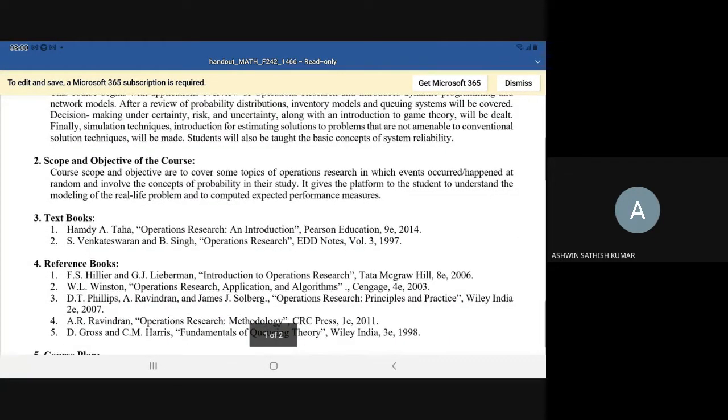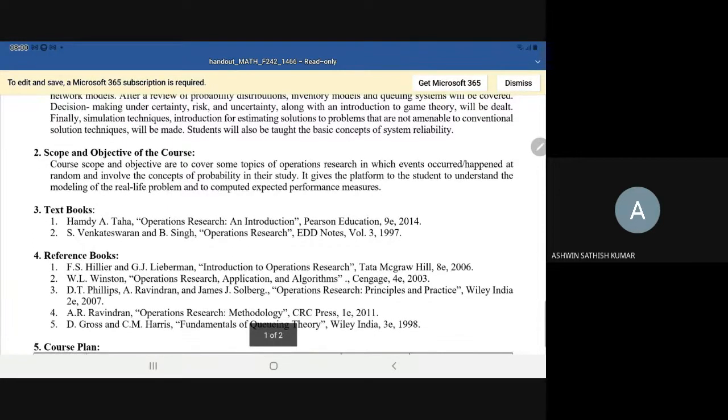First of all, the textbook of this course is Taha, Operations Research: An Introduction, Pearson Education, 9th edition, 2014. From here, we will cover three chapters, or you can say four chapters.